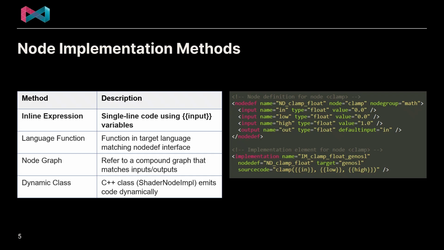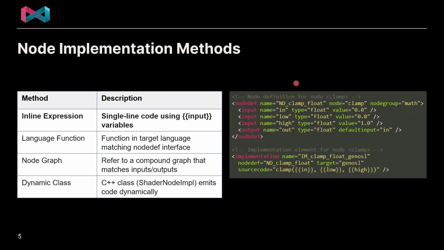Inline expressions are useful for simple nodes where the operation can be expressed as a single line of code. So a typical example of this would be a math operation, like adds and multiplies and all that. And then you write the operation in the target shading language directly on the implementation element in the source attribute. And inputs can be referenced in this expression using double curly brackets.